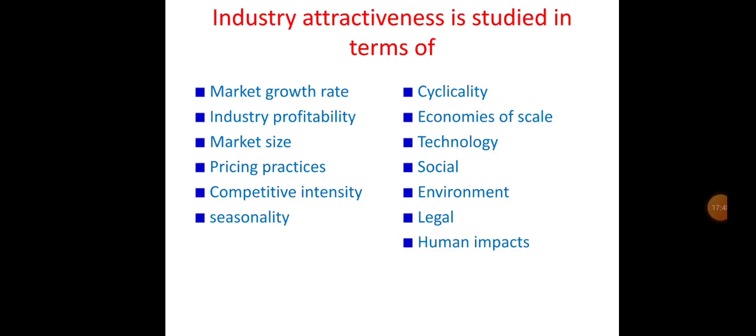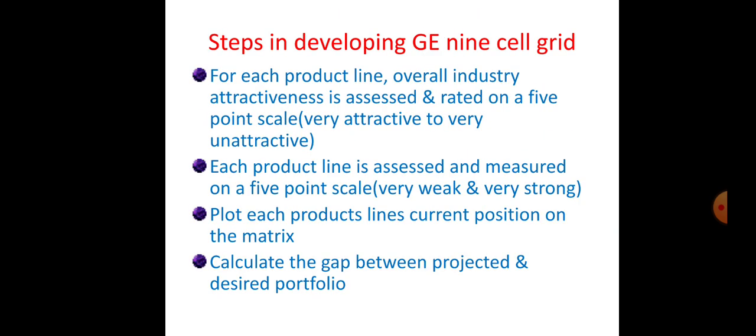So what business strength and industry attractiveness are has been given. These parameters have to be considered while evaluating the GE9 cell matrix. And here we have steps to be followed to conduct the GE9 cell grid. For each product line, overall industry attractiveness is assessed and rated on a 5-point scale, and each product line is assessed and measured on a 5-point scale as very weak to very strong, and plot each product line's current position on the matrix and calculate the gap between projected and desired portfolio.